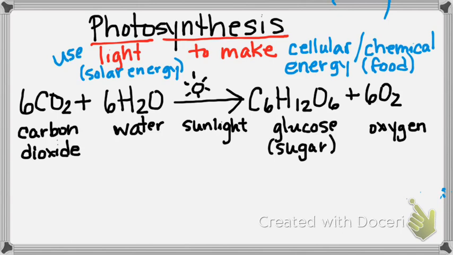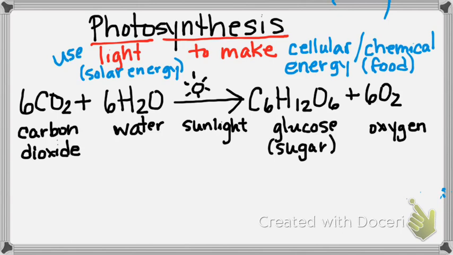So what we do is we take the things that we know that plants need. We know that they've got to take in carbon dioxide. We know that they've got to have water. And we know that they've got to be present in sunlight in order for plants to live. So you start off by taking the things that you know plants need, and they are going to make the things that we need. We need food, and in this case it's in the form of glucose or sugar. And we also need oxygen.